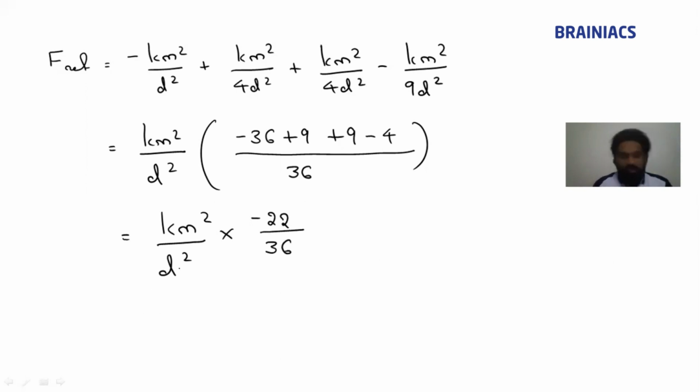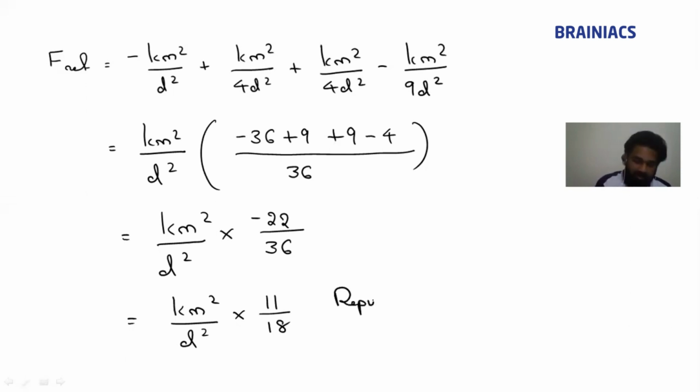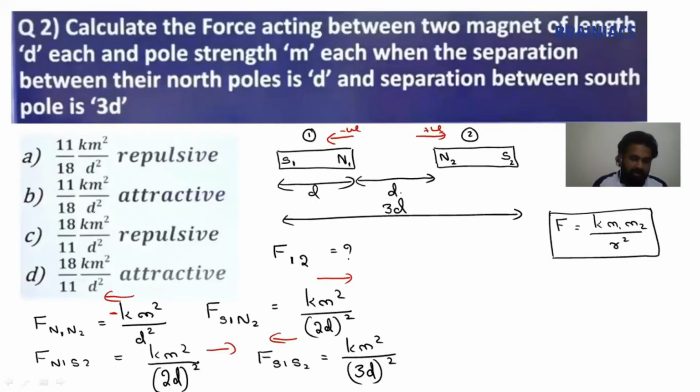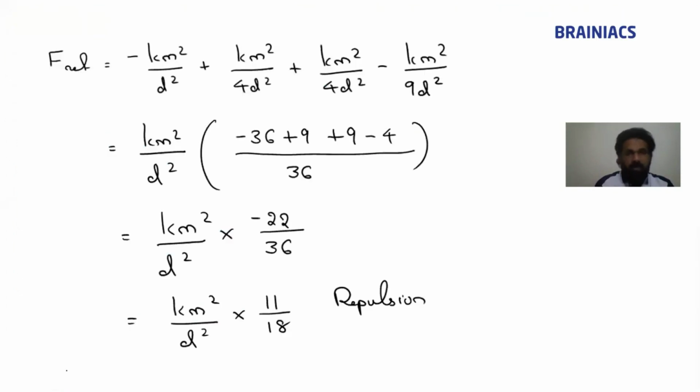Negative is coming, and negative means repulsion, that is how we have taken it. So K M square divided by D square into 11 divided by 18, and this is repulsion. So 11 by 18 K M square by D square, and that is repulsion. Option A is the correct answer. So these are the options. Clear? Hope you understand. Note down the solution.